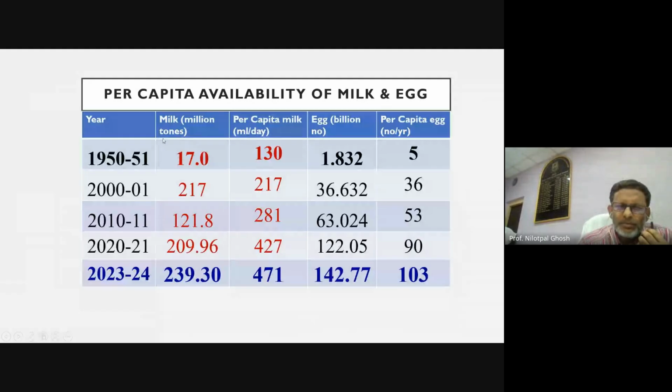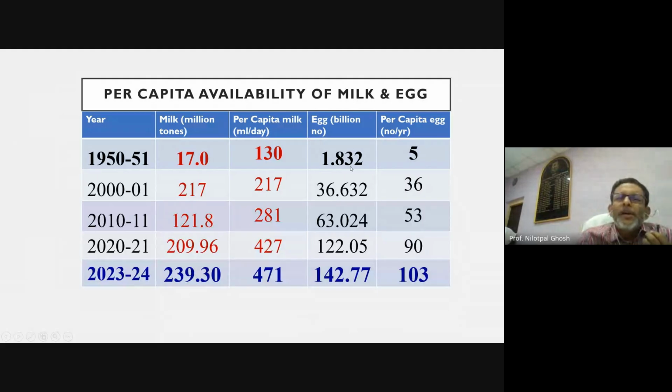In 1950-51, the production was only 17 million tons. At that time, the milk powder was procured from the European countries, then reconstituted into milk. Now we are producing nearly more than 239 million tons. And this production is highest in the world. We are number one country. During the last 3-4 decades, we are producing more than America, we are producing more than China.